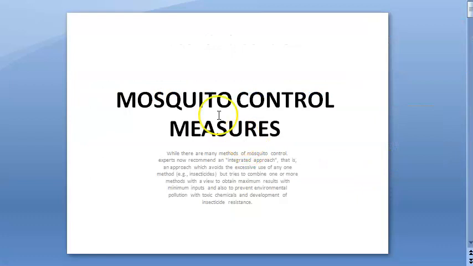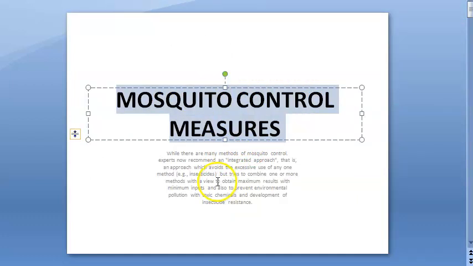That's it. We are done with mosquito control measures. Three things: larva, adult, protection from the bite if there are adults.